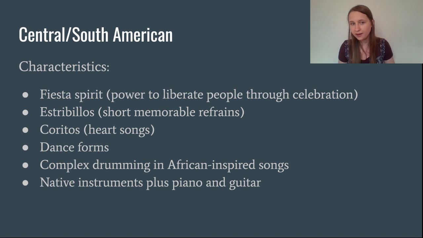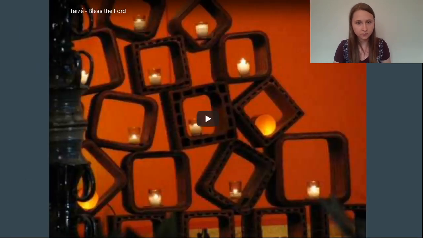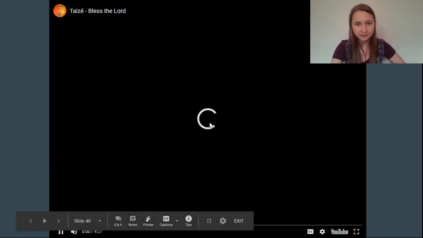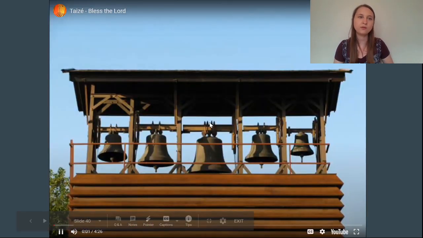In this culture, like with African cultures, dance is almost inseparable from music. And in African-inspired songs, there is much complex drumming and polyrhythms. You'll notice instruments such as the guitar, like I said, percussion instruments, and piano. This is the last one. I bet everyone will know.